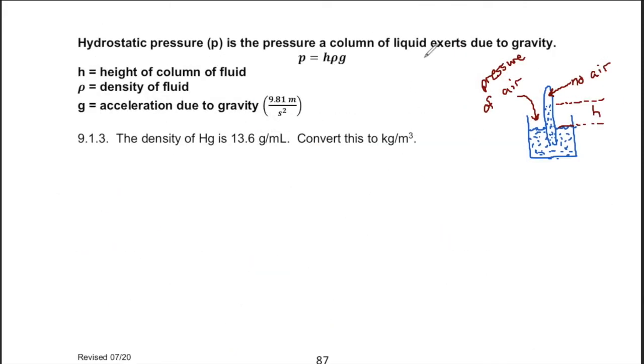Historically, we have measured pressures. One of the ways we've measured pressures is with columns of liquid, because a column of liquid would exert a certain pressure. The mass of that liquid over the area that that liquid is on top of, depending on how thick or wide the column is.